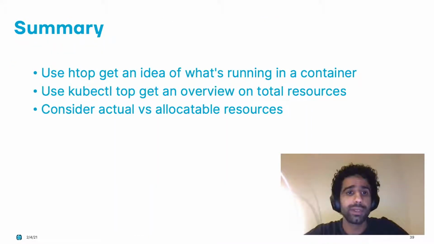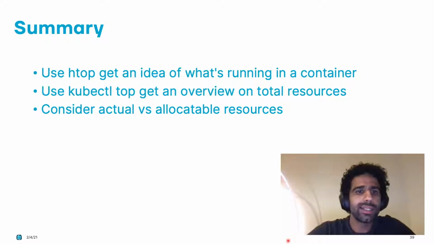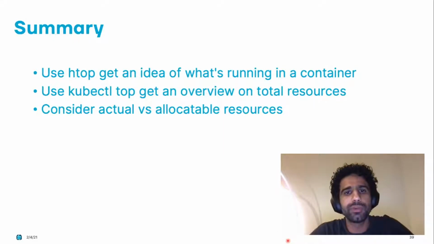That's the summary. That's what I just explained. So what's the gist of it? If you're running an application, you can use htop to get an idea of what the processes are in a particular container, and which resources each process is consuming. And you can run kubectl top to get an overview of total resources per node or per pod.